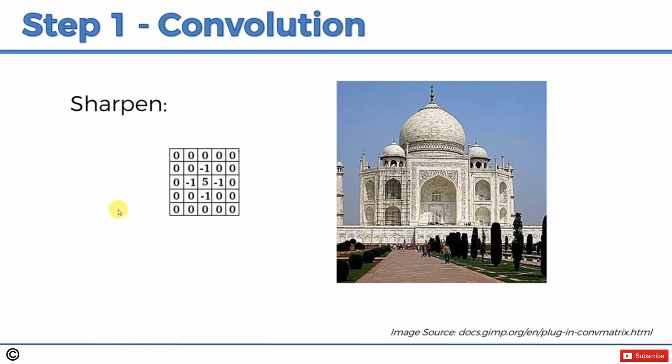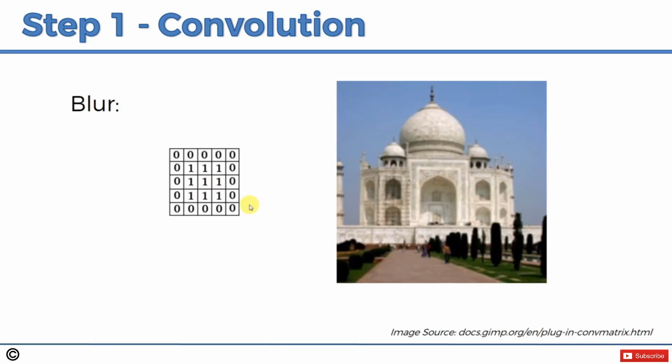So if we apply this filter, 5 in the middle, -1, -1, -1, -1, you can see that it sharpens the image. And it's quite intuitive if you think of it. 5 is the main pixel in the middle of the filter or the feature detector, and then -1, -1, -1 just reduces the pixels around it in an intuitive sense.